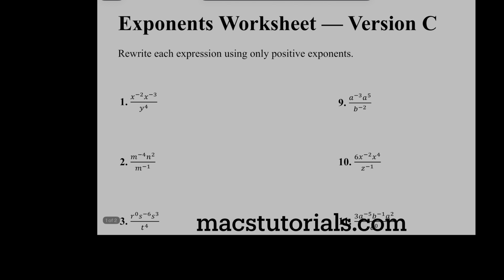We are going to work on exponents, negative exponents, and how to deal with negative and zero exponents. Now, we also need to know some other things. We need to know how to multiply, and we also need to know how to divide. And so there's going to be a little bit of that mixed in here as well.